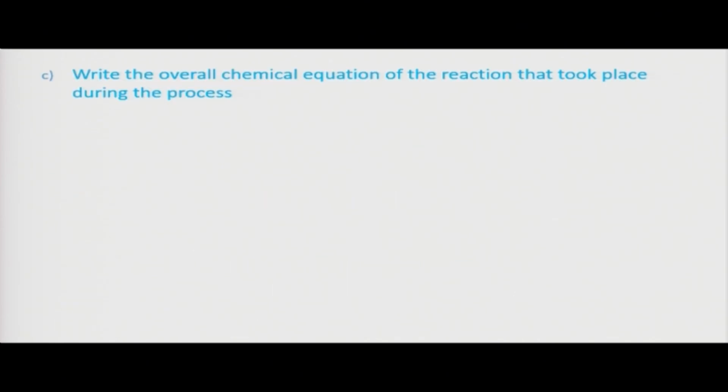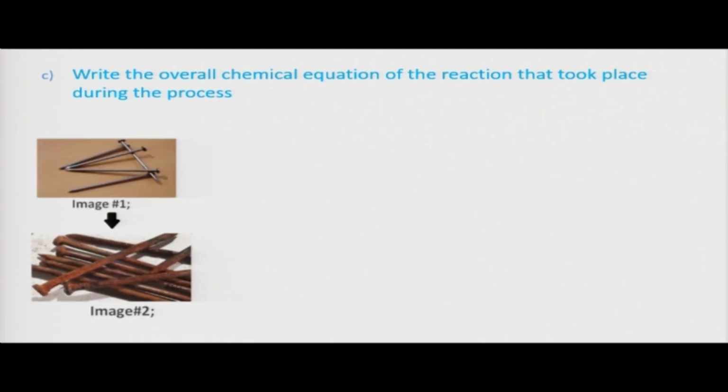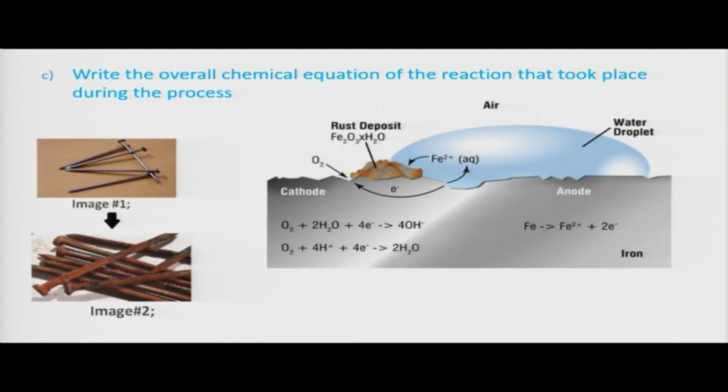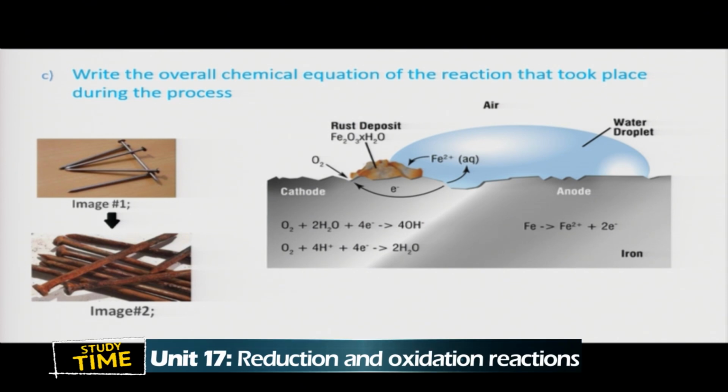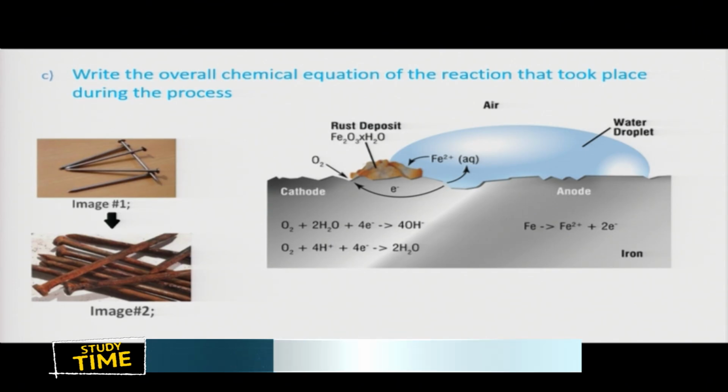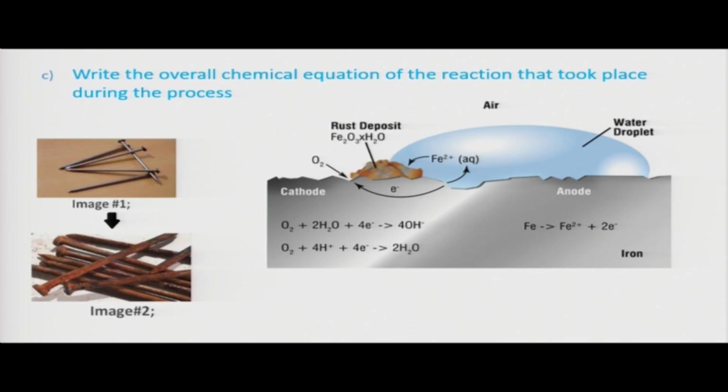So can we write the chemical equation that is happening? If we can write the chemical equation fully well, then we shall have understood the oxidation and reduction aspect. But of course, for us to write the equation, we need to understand what exactly happens in the rusting process. And we can understand that using this illustration.